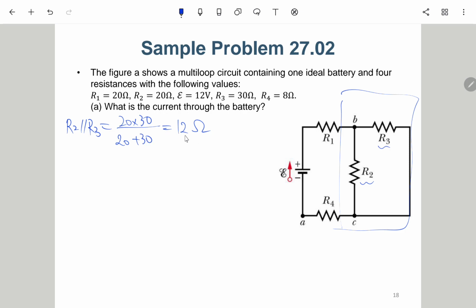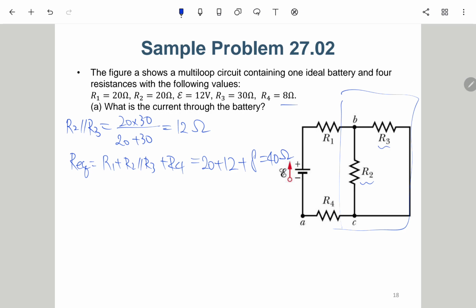So finally, the total R equivalent will be R1 plus R2 parallel R3 plus R4. Substituting this as a parallel resistance, it is 1, 2, 3 in series: R1 plus R2 parallel R3 plus R4. So this is nothing but R1 is 20 plus 12 plus this 8. So this is 40 ohm.